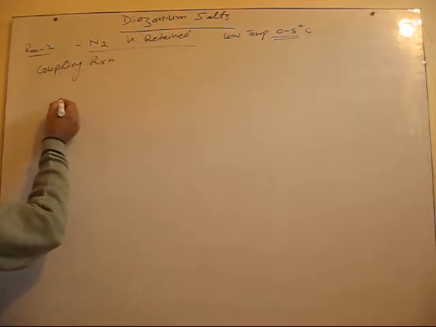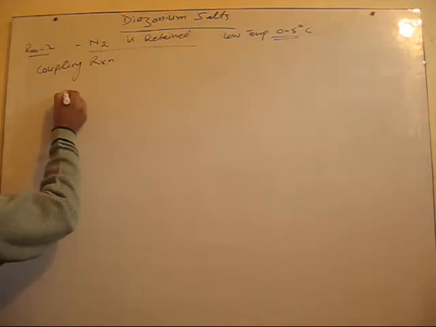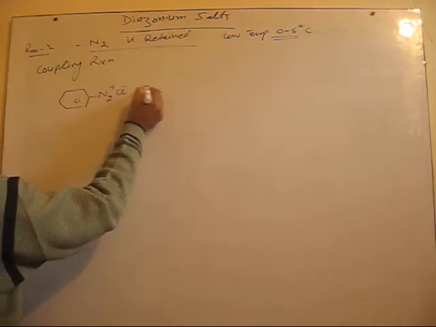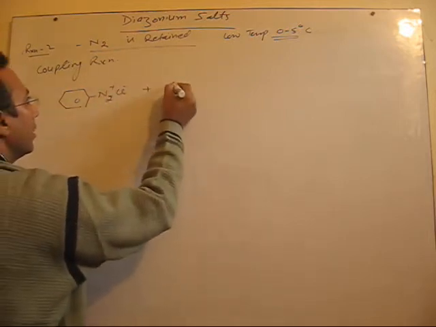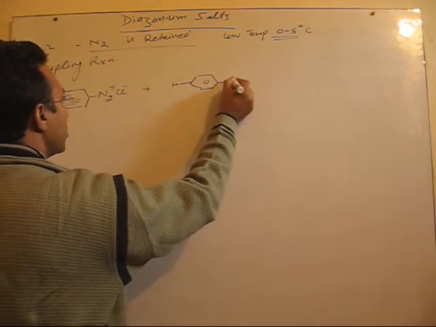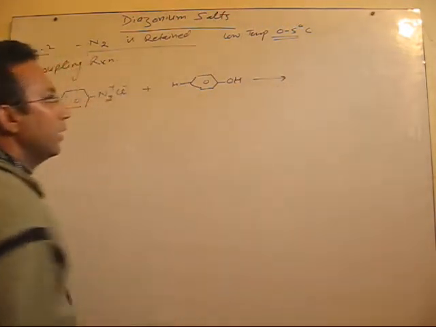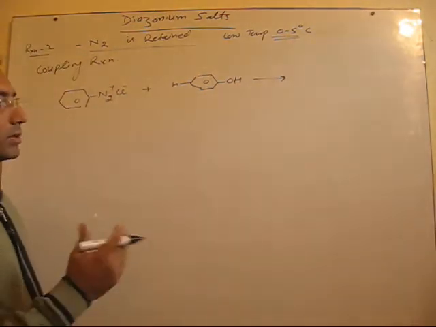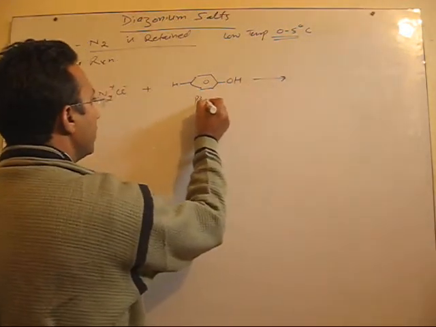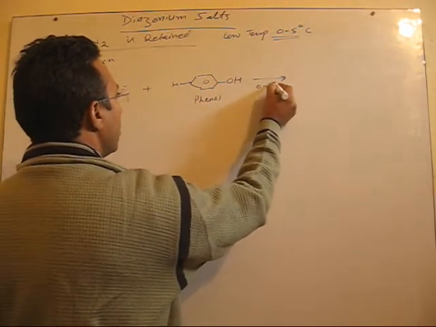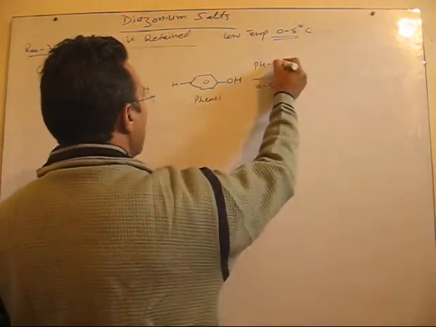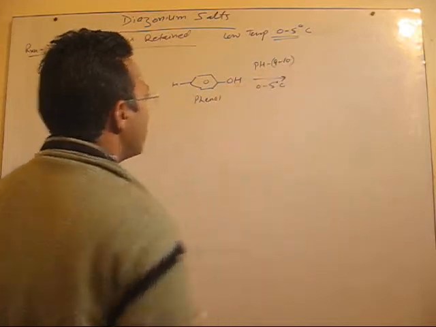I have already discussed this. Once again, in coupling reaction, diazonium salts first couple with phenol. The coupling reactions are very useful in dye formation. In the azo dye industry these reactions are very useful. When it is treated with phenol, it is at a very low temperature range. The medium in this case is slightly basic, the pH is 9 to 10.